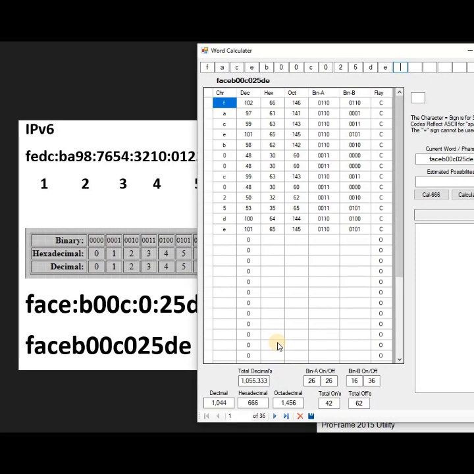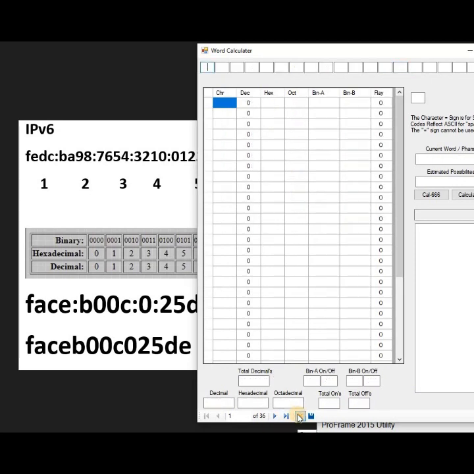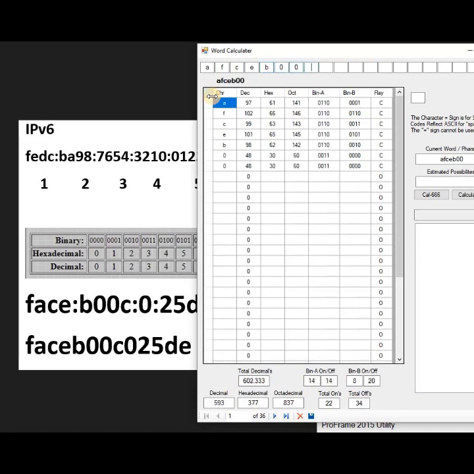But then I got to studying it and really thinking about it. The truth is that I could flip the F and A here and say AFCE B00C025DE, and I would still total up to 666, because it's the letters and numbers that are doing that. That is no longer Facebook's IP address, see?